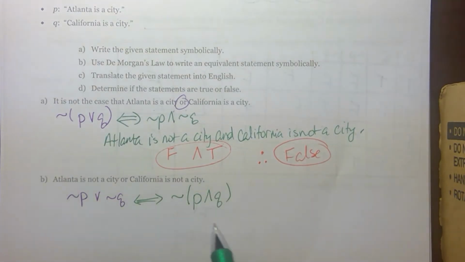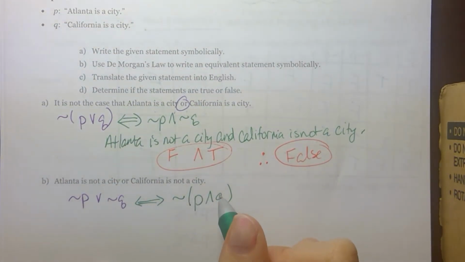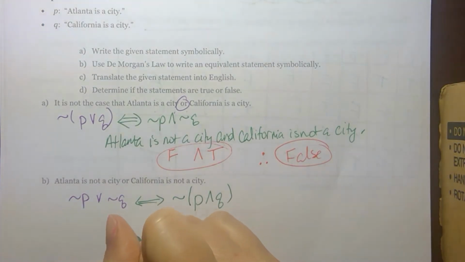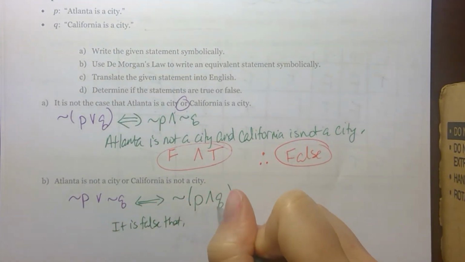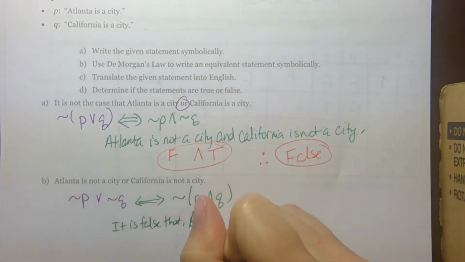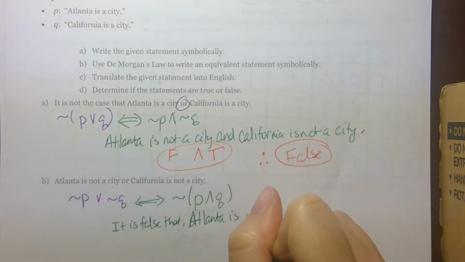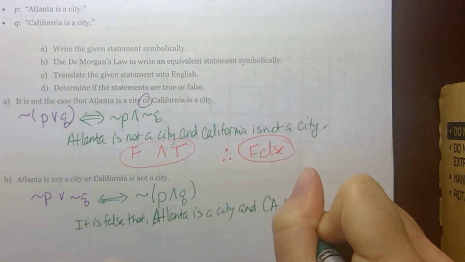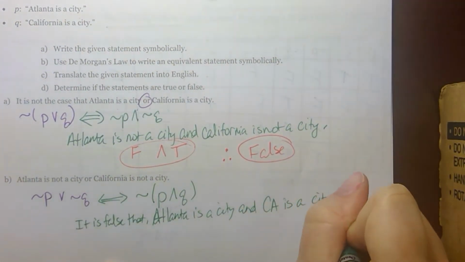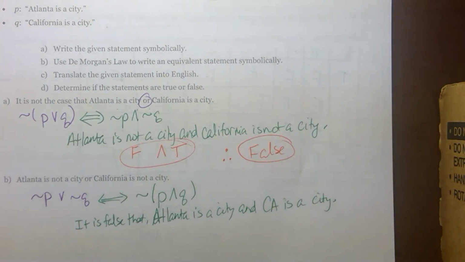So I'm going to put this into words. It is not the case that, or it is false that, P, Atlanta is a city, and California is a city. That is Q. Okay, let's look at the truth value.